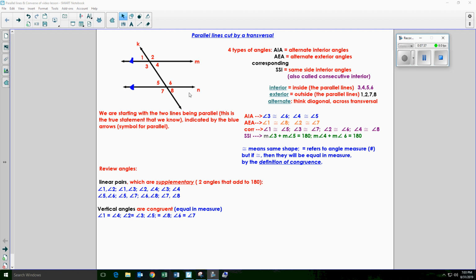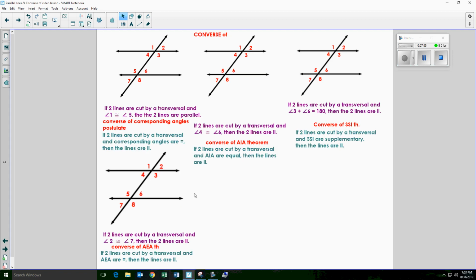So these are all the different types of angles that we can associate with parallel lines cut by a transversal. And this is when we start with parallel lines being true, that these two lines, M and N, are parallel. Okay, so let's go to the next page. Now you have what we call the converse of the different theorems. Converse of is always used at the beginning in most books. The book that has the worksheet on it actually put the word converse at the end, but most put it at the beginning.